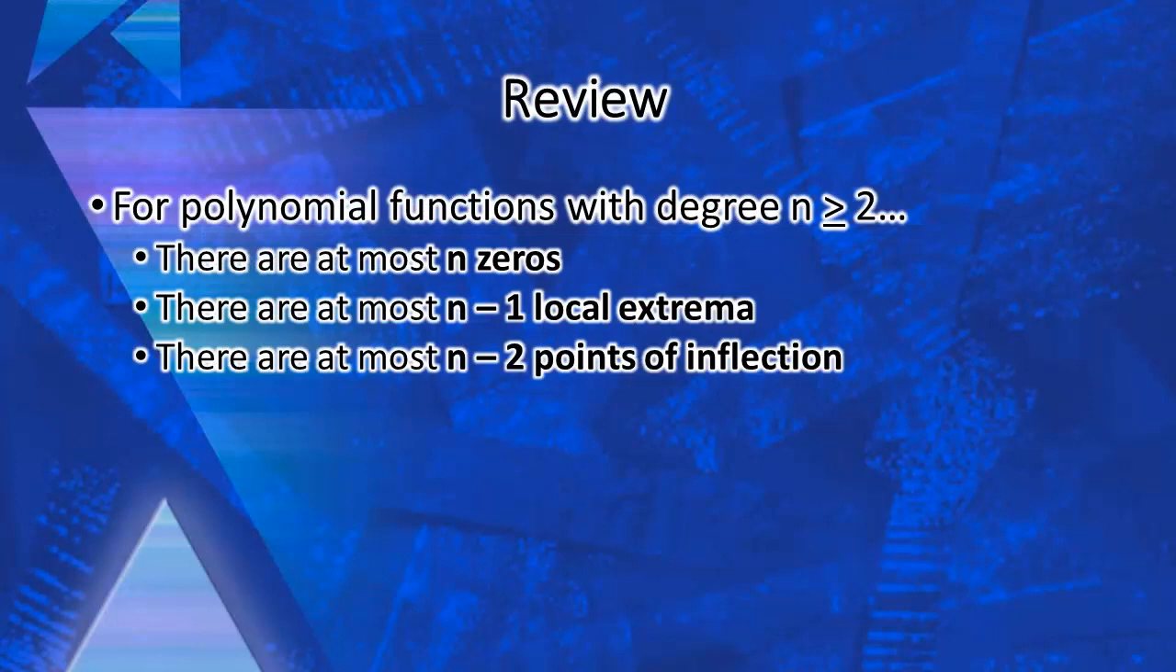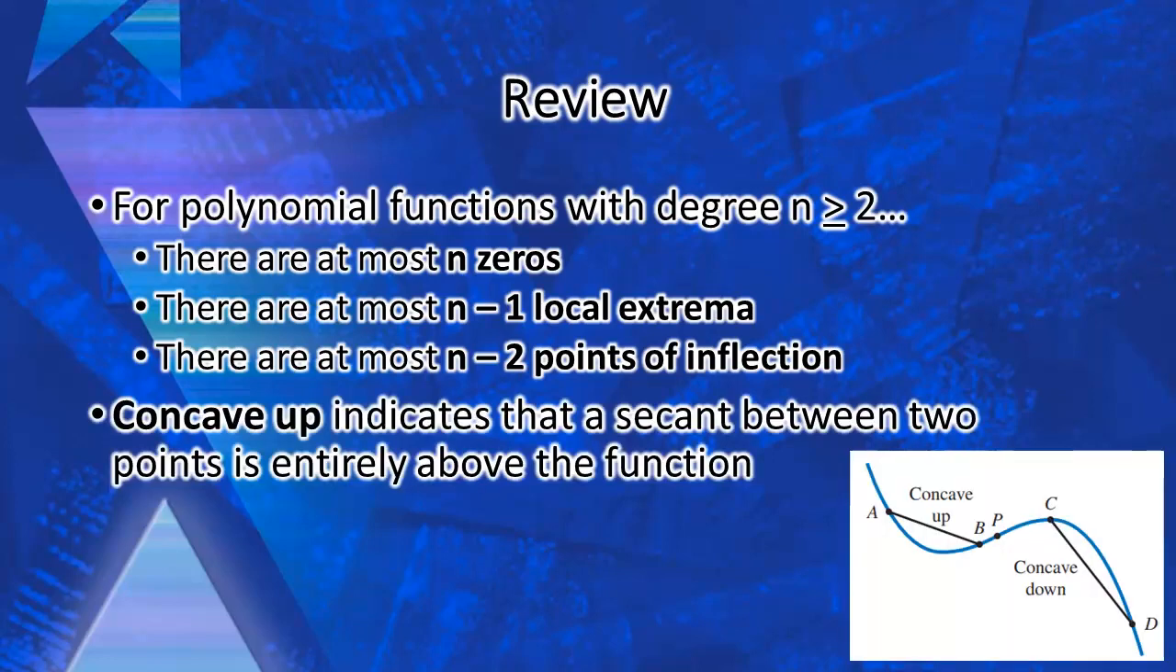There are at most n minus 2 points of inflection. Since I am changing from concave up to concave down or vice versa, I'm going to have n minus 2 at the most. So a cubic function is going to have 1 inflection point at most. And then concave up versus concave down.